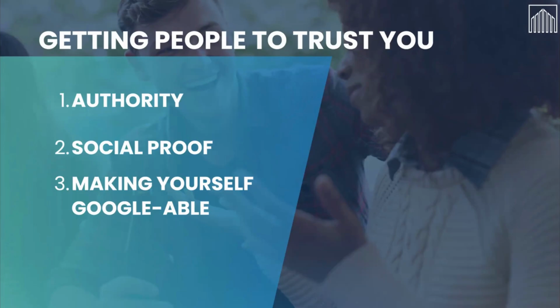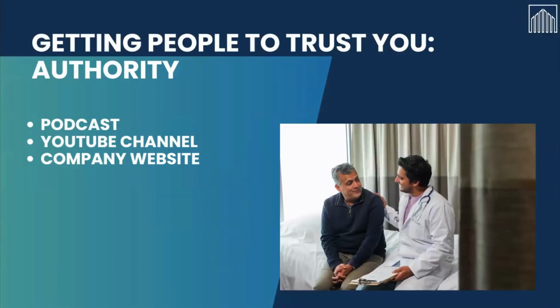The 3 ways to get somebody to trust you is you need to establish authority, you need to show them social proof, and we talked about this, you need to make yourself Googleable. So let's get into the authority part. There's a picture of a patient and a doctor here. When was the last time you went to a doctor?